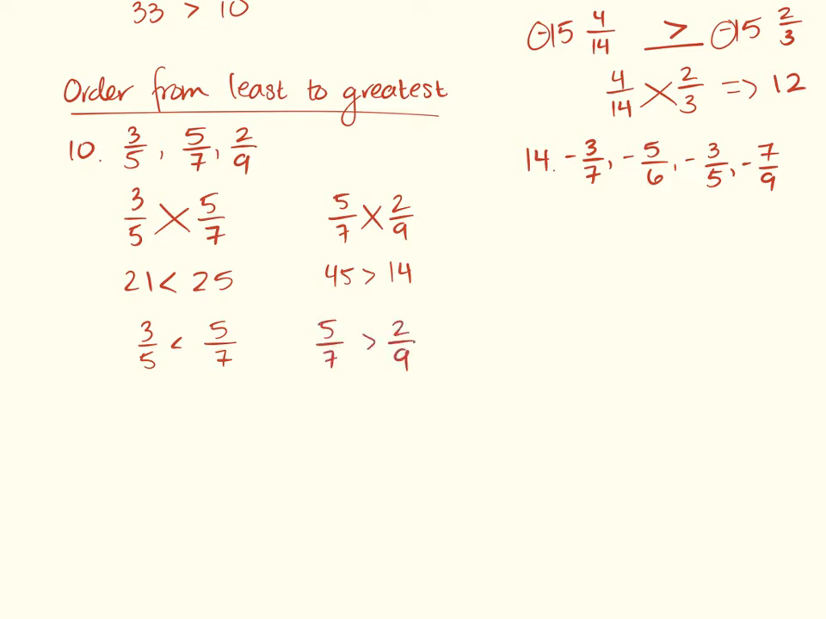That means in my order, 5/7 is going to be last. The last one to check is 3/5 and 2/9. Cross multiply, we get 27 and 10. 27 is greater than 10, so 3/5 is greater than 2/9. So it's going to go 2/9, because that's the smallest, then 3/5, then 5/7.